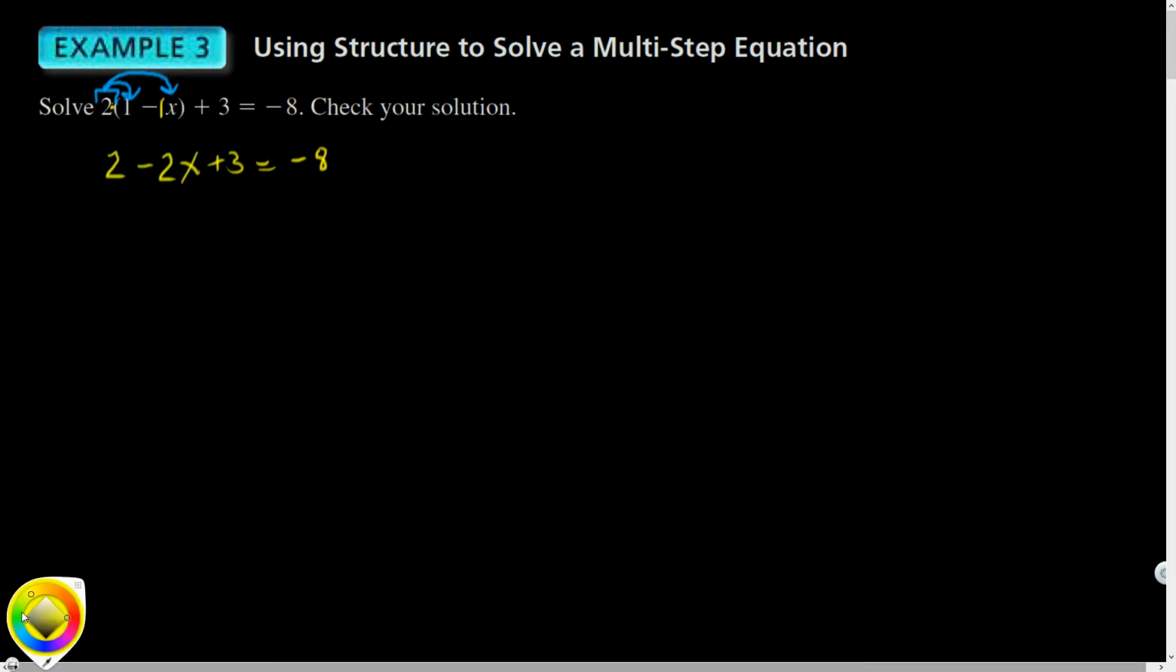So who are friends here that want to hang out with each other? This 2 and this 3. Why can't I combine the negative 2x with them? Oh, it's not a like term because that's got a variable. I like it, man. I like it.